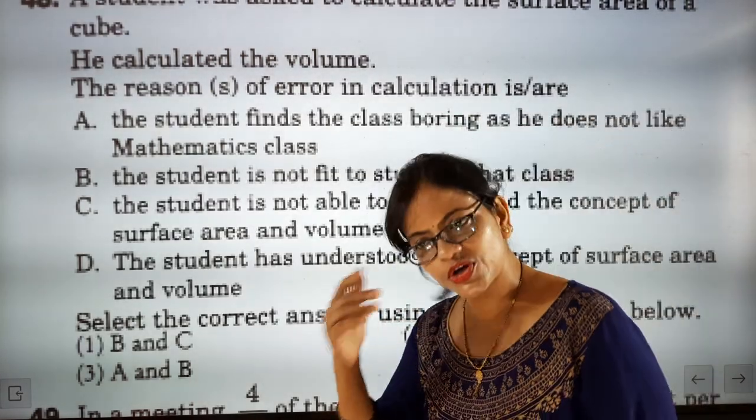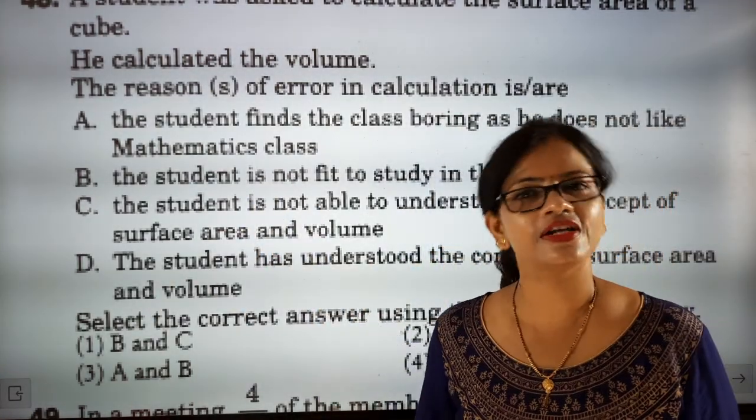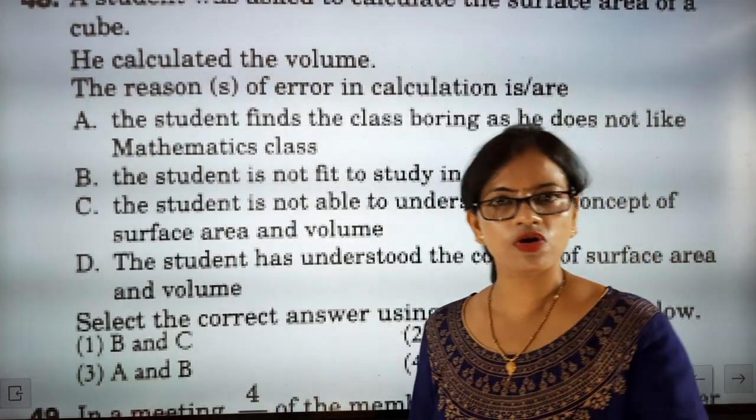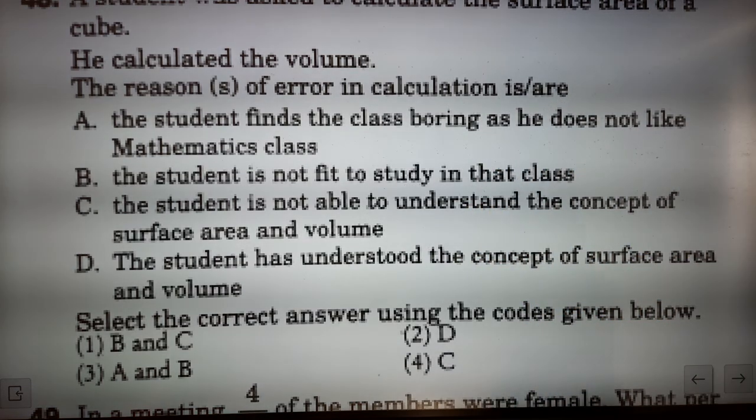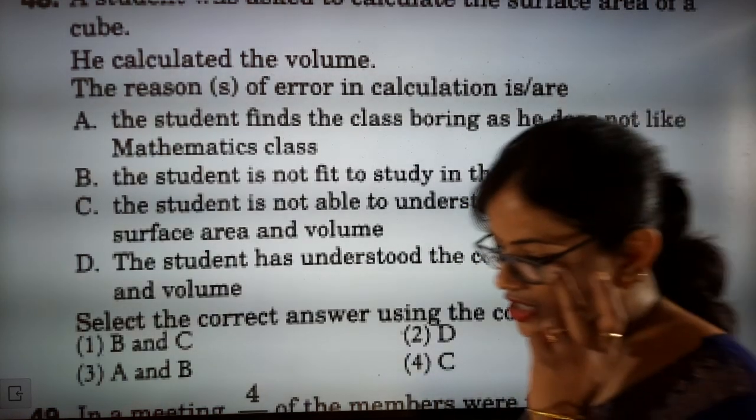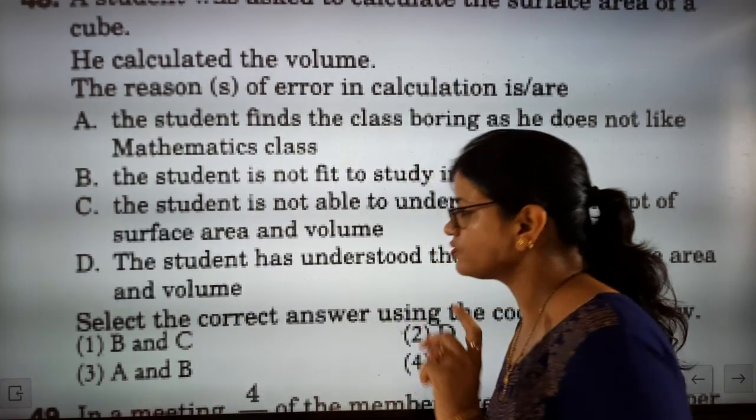So are we exactly going to blame the child that, hey, you don't have interest in learning, that's why you are making mistakes? Is this the work of a teacher? Is this the work of a person? So what answer can be the correct answer? You yourself think what answer can be the correct answer. Is it exactly due to the child's error?